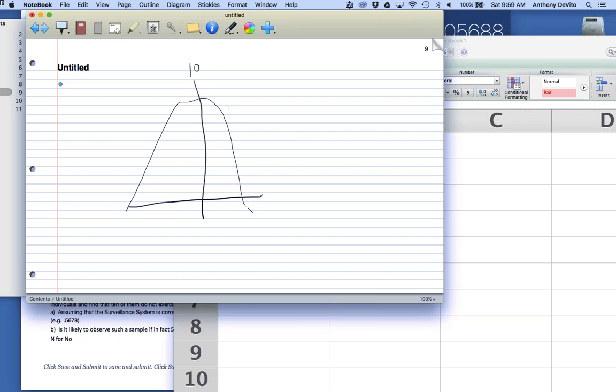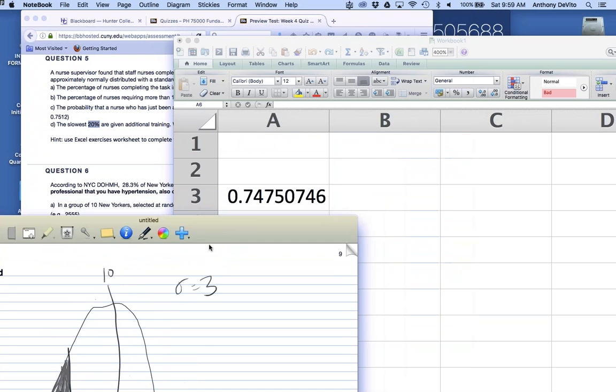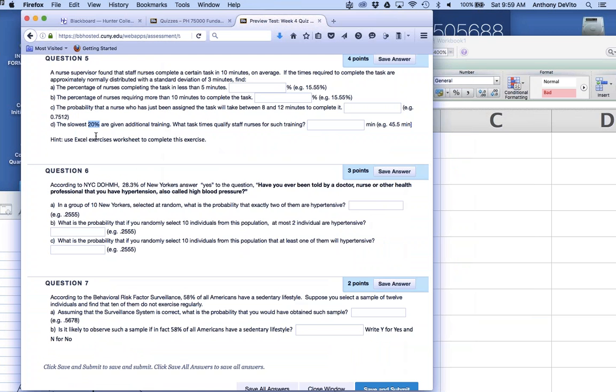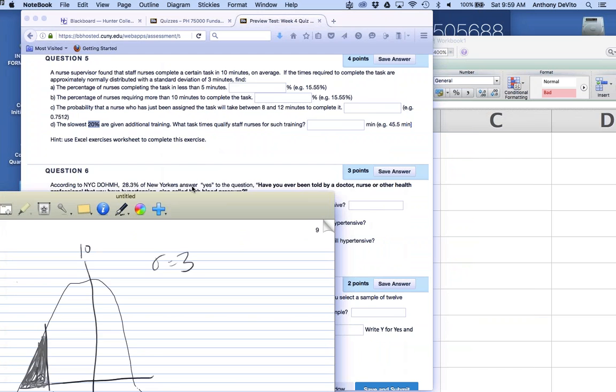Okay, so the mean was 10, standard deviation was 3, and we want to know how slow you had to do it to be in the bottom 20%. In other words, what value here represents the amount of time that you would have to take to do the task if you were in the bottom 20%? Hang on a second here. The slowest 20%.